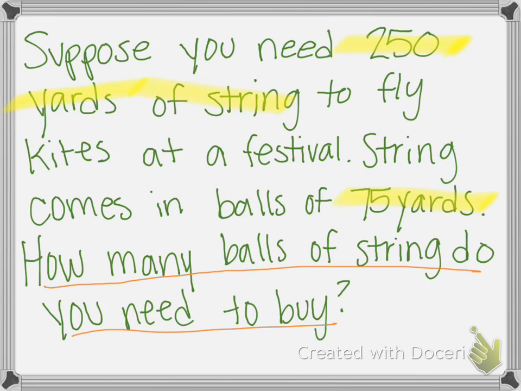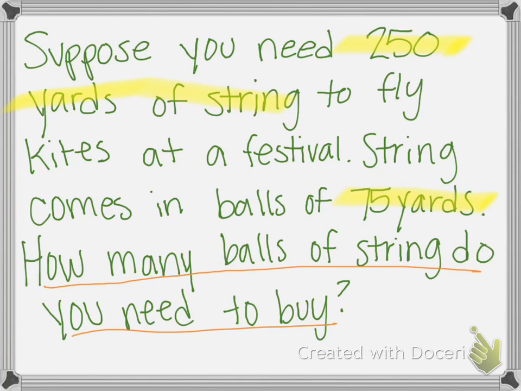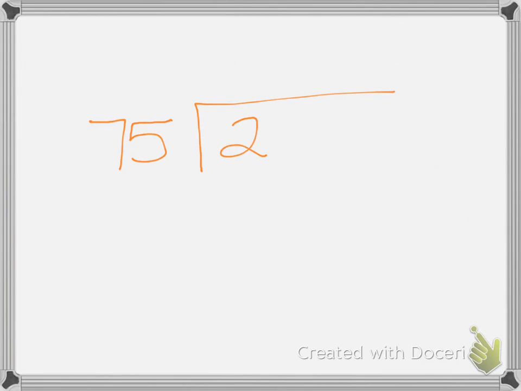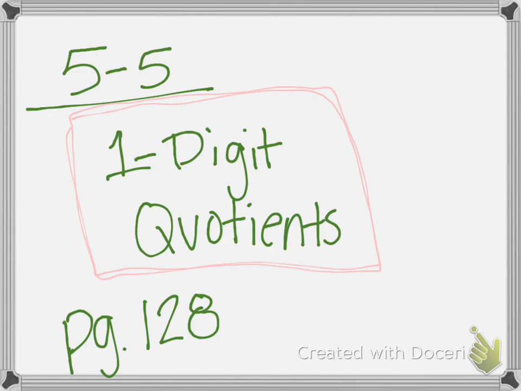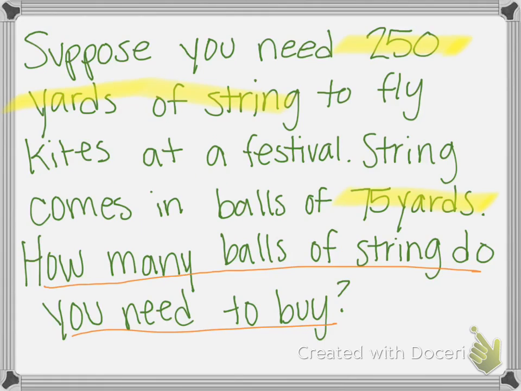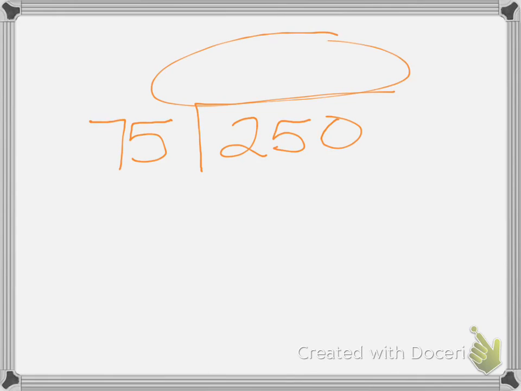So how would you solve this problem? We would have to use division. So we would have to say 75 divided into 250. Okay, now remember the title of this lesson is one-digit quotients. That means there's only one digit up here in the quotient or the answer of our division problem. So be remembering that.